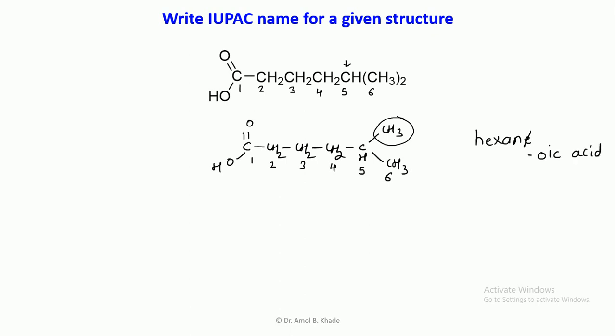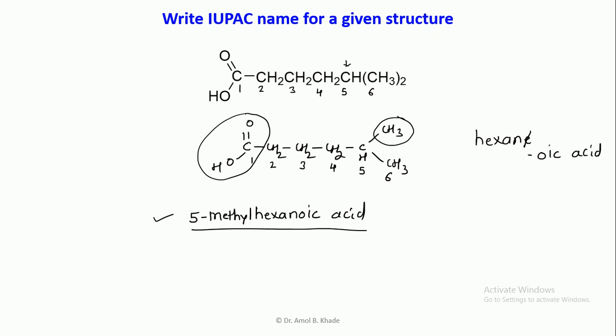So we can write the name of this compound. First we write the substituent, only one substituent is present, so it will be 5-methyl, and then hexane. The E will go and it will be written as oic acid. So this will be the correct name for the above structure: 5-methylhexanoic acid. Oic acid represents that it contains the carboxylic acid functionality in the structure.